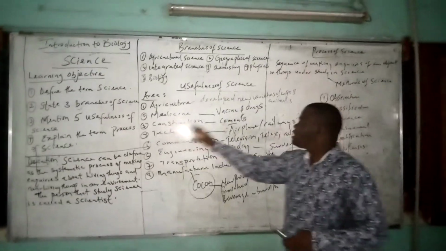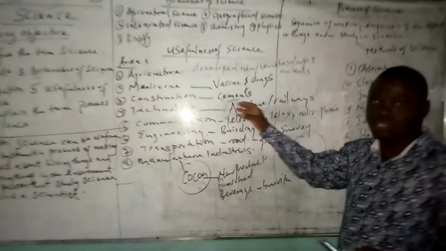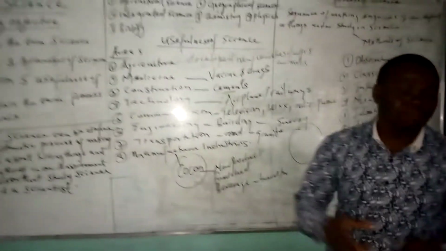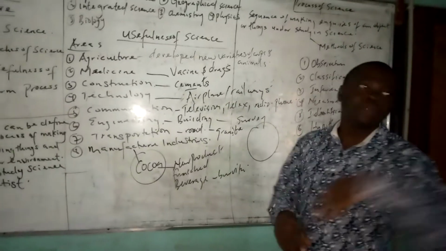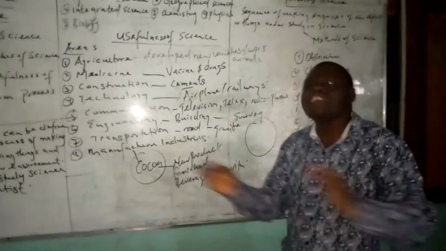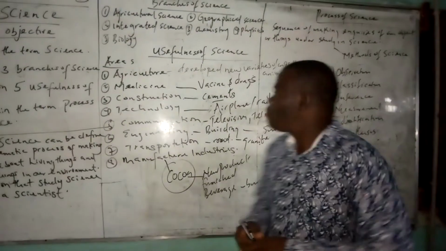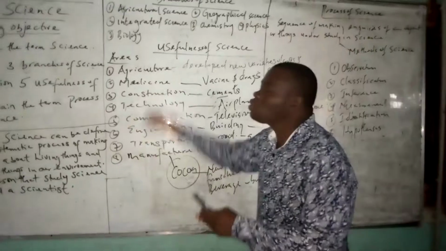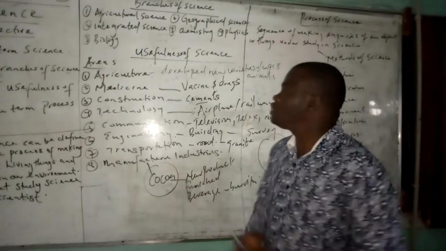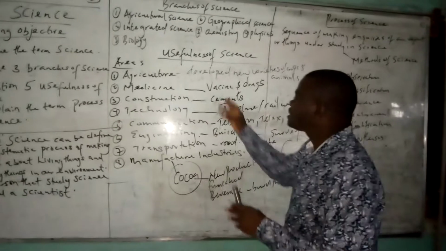In medicine, they have developed vaccines and drugs that can cure diseases of men. Because in the olden days, in the time of Plato and Aristotle, fatal diseases always affected the people. They didn't know the causes of them. But because of the knowledge of science, they are able to detect the causes of the diseases, and they are able to develop vaccines and drugs that cure those diseases.